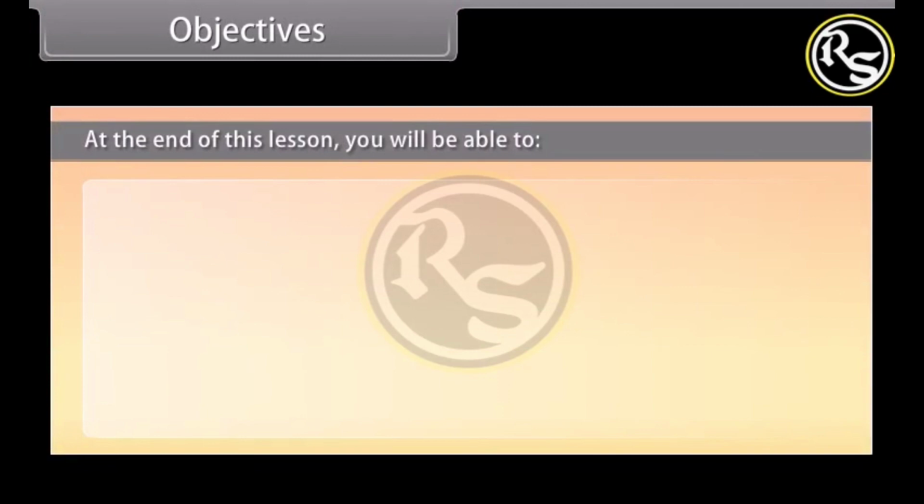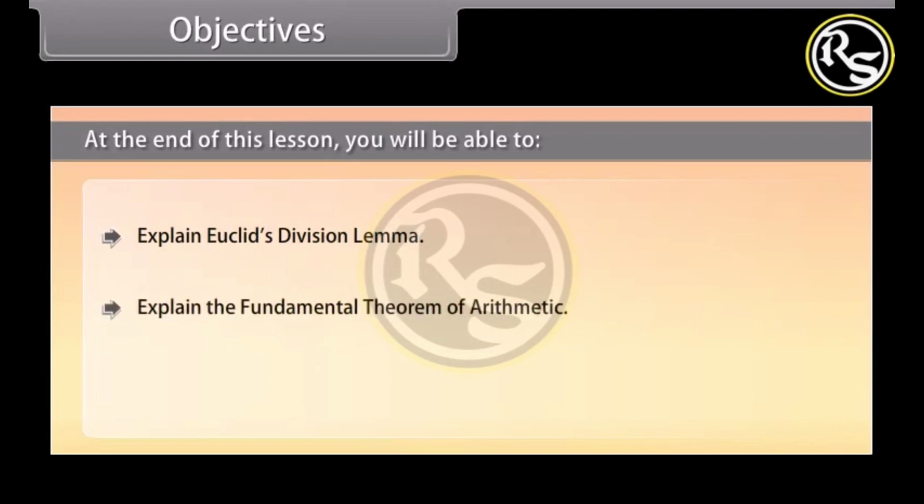Objectives. At the end of this lesson, you'll be able to explain Euclid's division lemma, explain the fundamental theorem of arithmetic, solve questions by using prime factorization method.